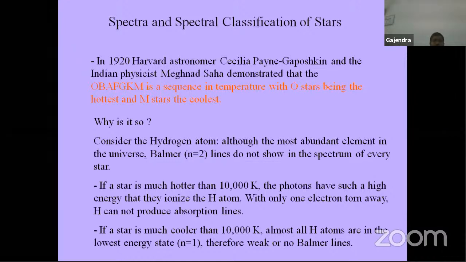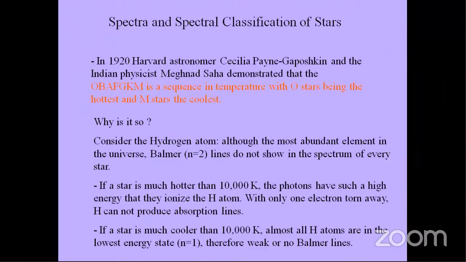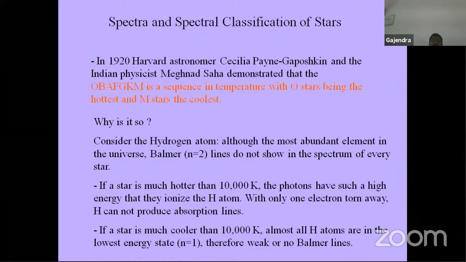So what I was telling was that if a star is much hotter than 10,000 K, the photons have a high energy that ionizes the hydrogen. So neutral hydrogen goes to ionized hydrogen. So your Balmer lines decrease. And similarly, when you come to cooler temperatures, then the population of n equal to 2, from which the Balmer lines appear, goes down. That population of n equal to 2 decreases.